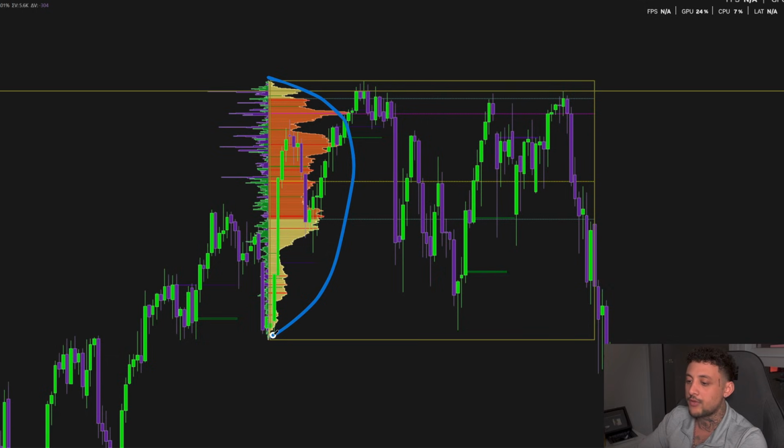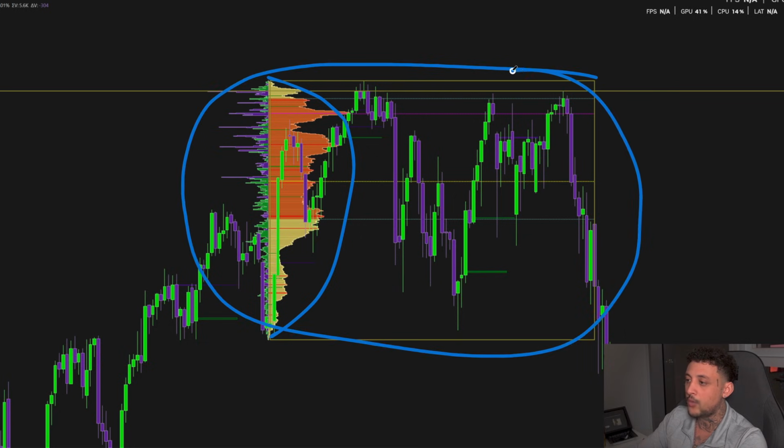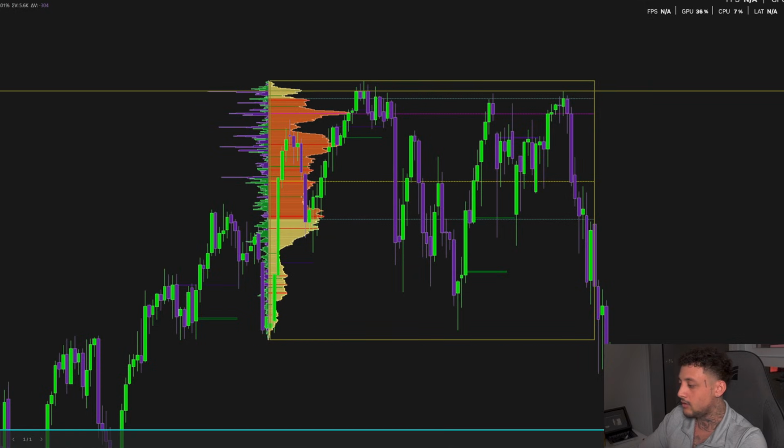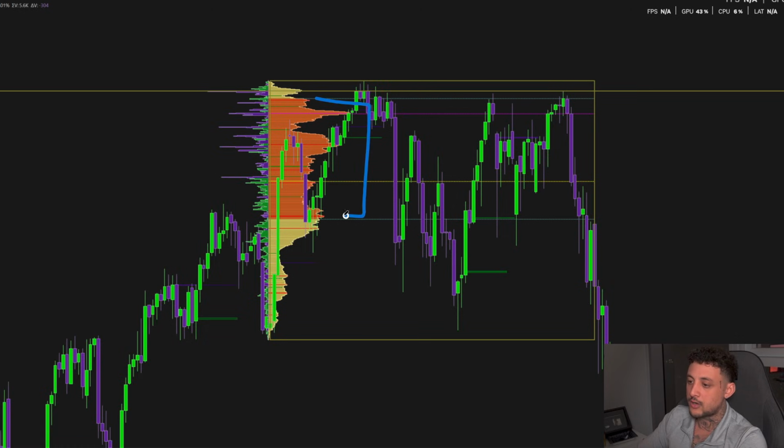You can see here how the volume was distributed over this entire range, where the most volume was traded and where the least amount of volume was traded on this range with this fixed volume profile. We also have two different colors inside of these volume profiles: yellow and orange.